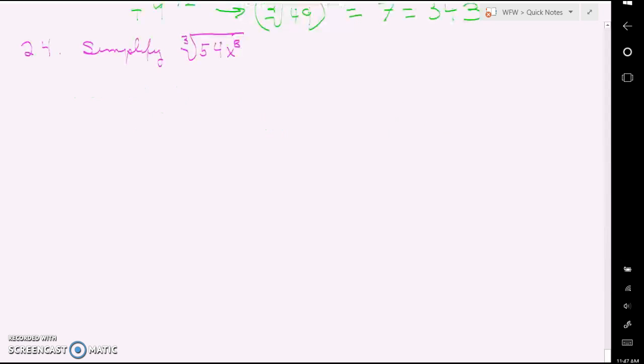In number 24, we are simplifying the cube root of 54x to the 8th. That is going to be the same as the cube root of 54 times the cube root of x to the 8th. Now, you may be able to do this in your head, but let's go through it. The cube root of 54, to find that, let's do a factoring tree and bring it down to its prime number factors. So here we have 3, 3, and 3.